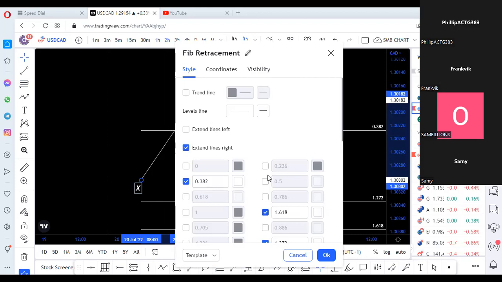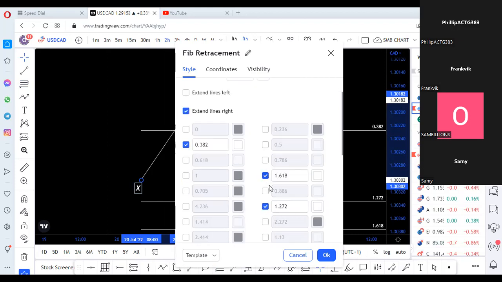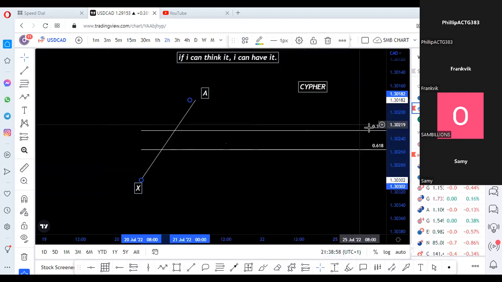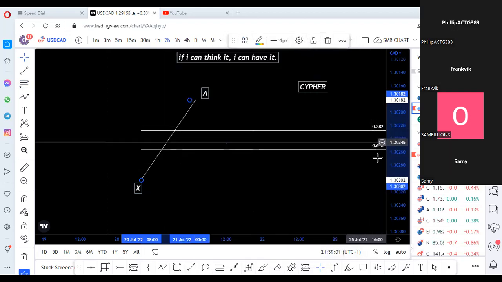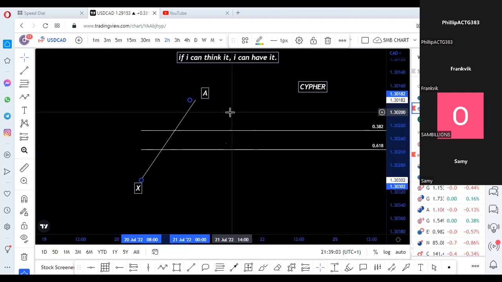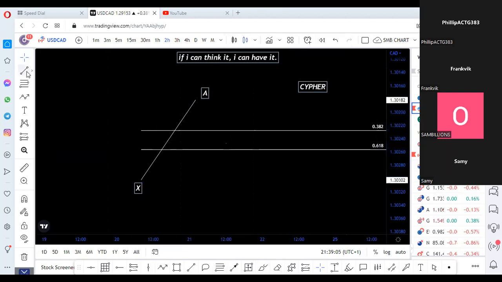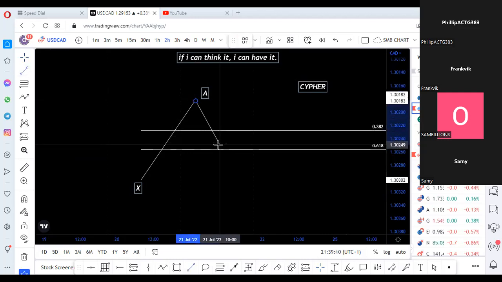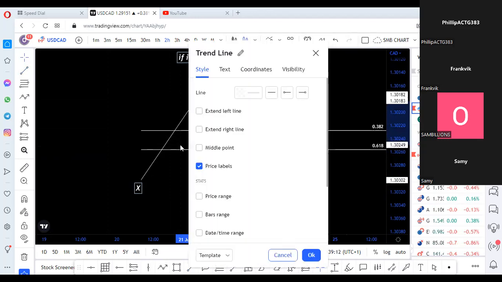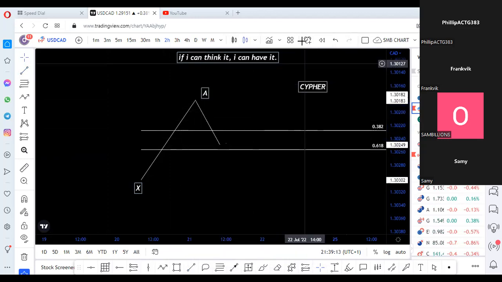And the B position will be between your 0.382 and 0.618. Either you can call it 38.2 or 61.8. So after you've gotten that, let's say this is your point B now. Let's put it here. Please, if you get what I'm saying, drop something in the chat so that I can know you are with me.